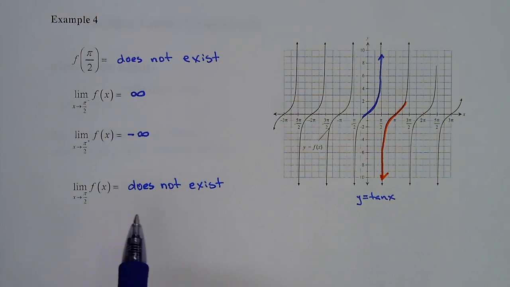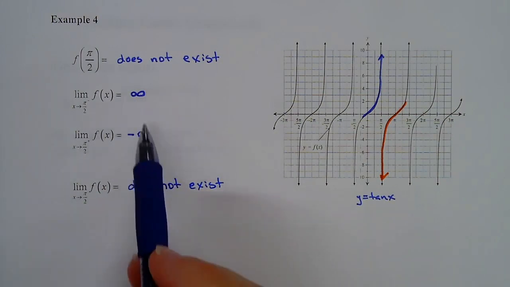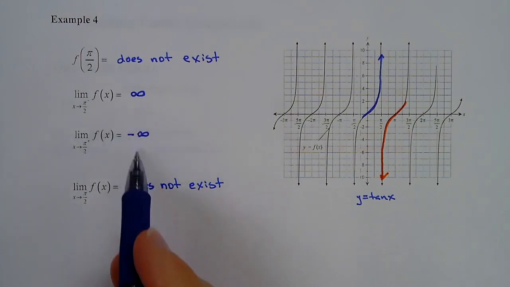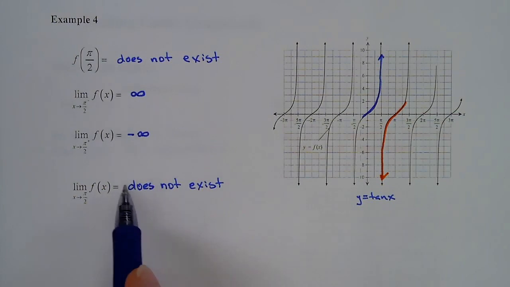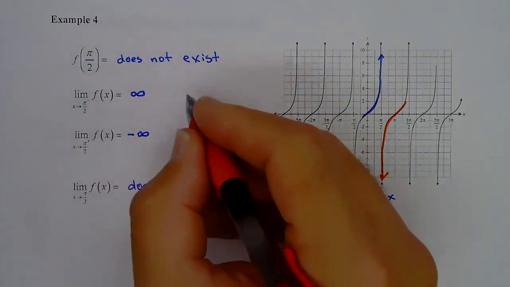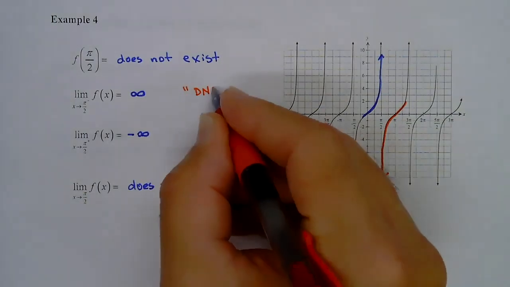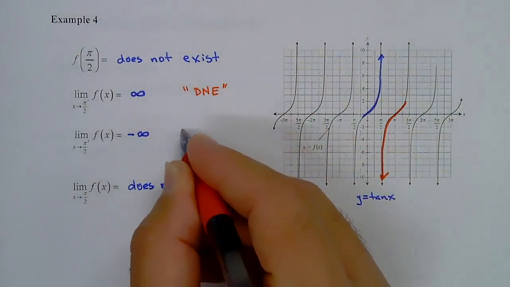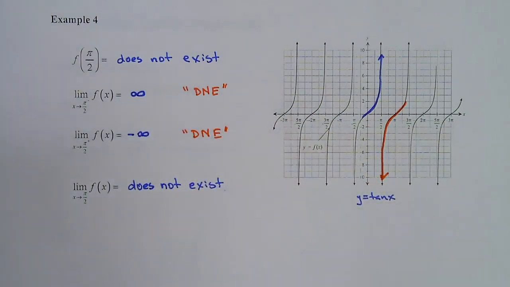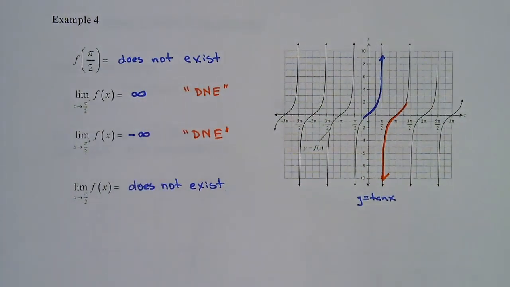Now, even if these were both infinity or both negative infinity, it still would not exist. If they were the same type of infinity, we could write positive infinity or negative infinity here, but whenever a limit is equal to infinity or negative infinity, it still does not exist, because it's not approaching a number value. So whether it's infinity or negative infinity, it does not exist.